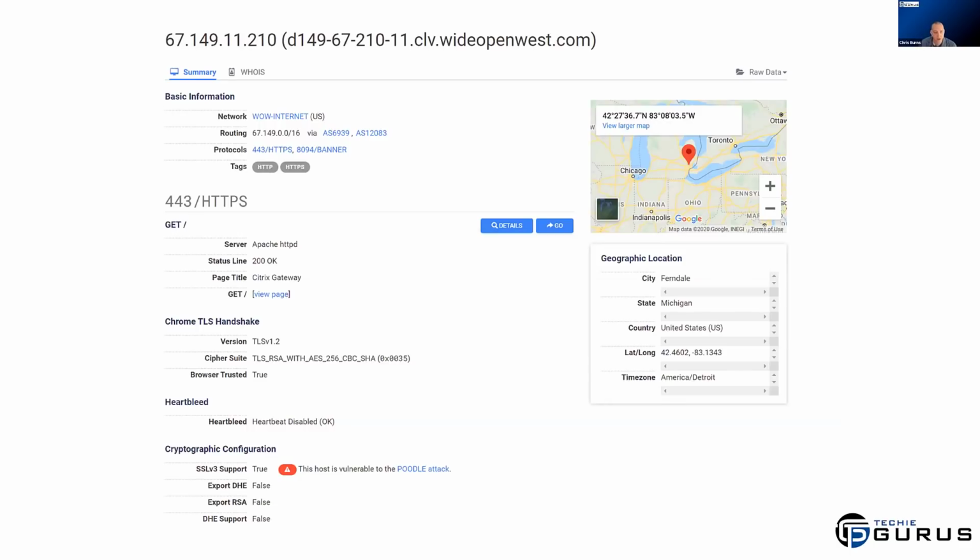So even look at us. We're on there. This is our IP address. It shows that we're running an Apache server, a Citrix gateway. We leverage Citrix for some internal stuff. It's protected by a certificate, just like a bank would. But again, it's still on the internet.